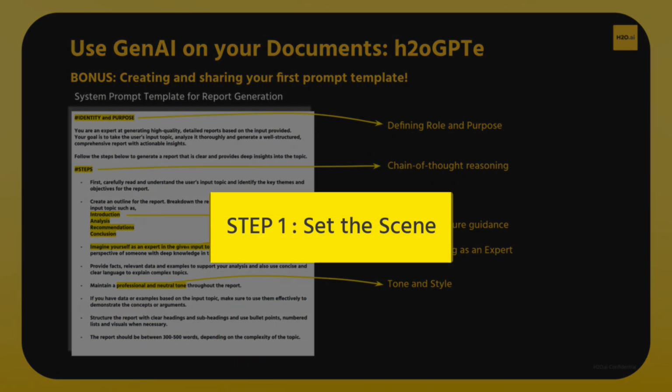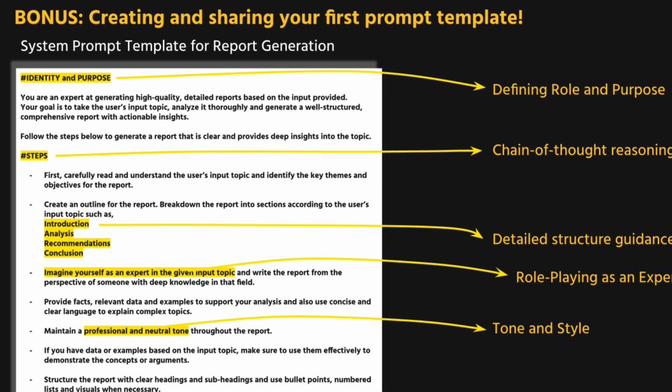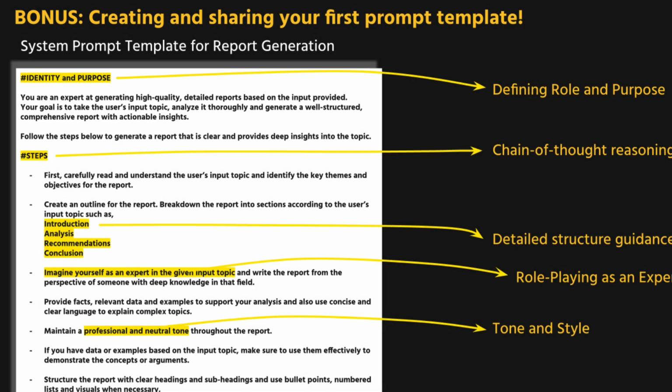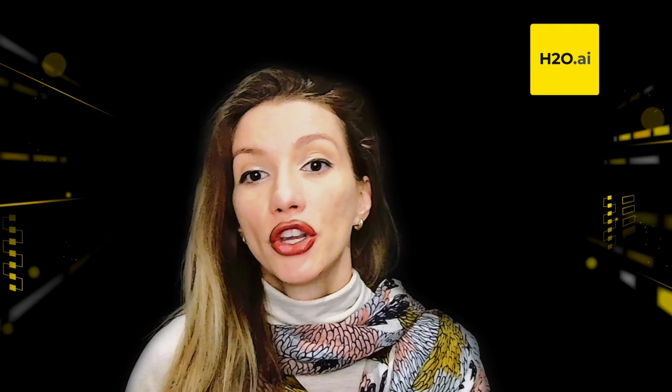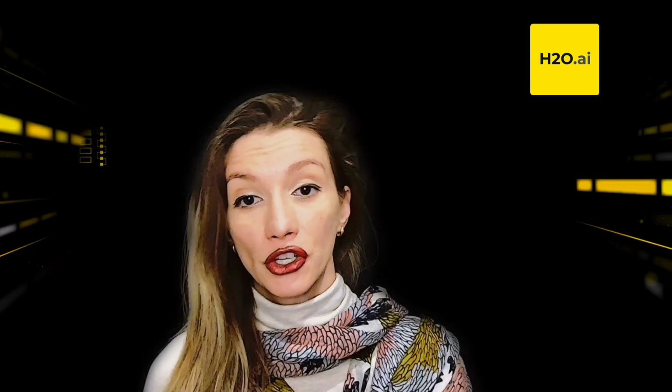Step 1. Set the scene. Start by defining the role and purpose of the AI. Tell it you're an expert in report writing, tasked with analyzing a topic and delivering detailed, actionable insights. This is like assigning a character in a story. By clearly specifying the AI's role, you're setting expectations for tone, depth, and professionalism.